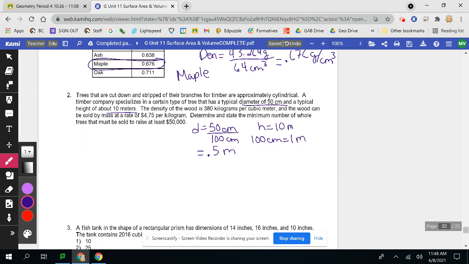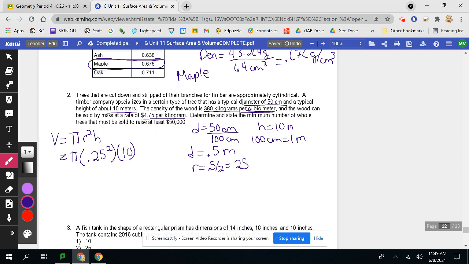The density of the wood is 380 kilograms per cubic meter, and the wood can be sold at a rate of $4.75 per kilogram. Determine and state the minimum number of whole trees that must be sold to make $50,000. All right, first thing we need to do is find our volume. So volume of a cylinder is pi r squared h. Our diameter is 0.5, so our radius is 0.5 divided by 2, which is 0.25. So that's pi times 0.25 squared times our height, which is 10.